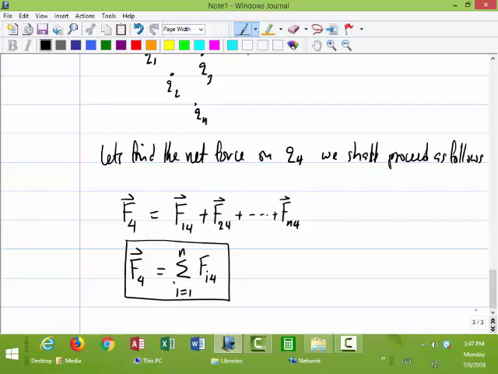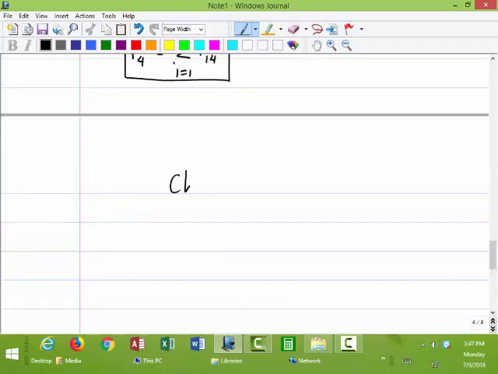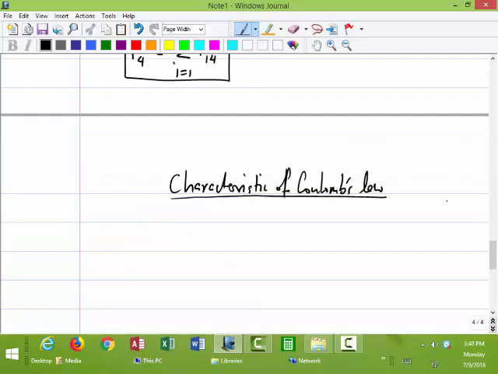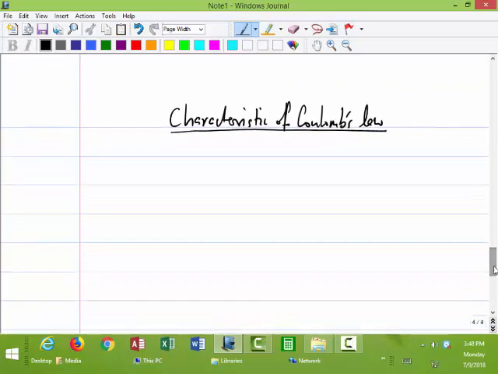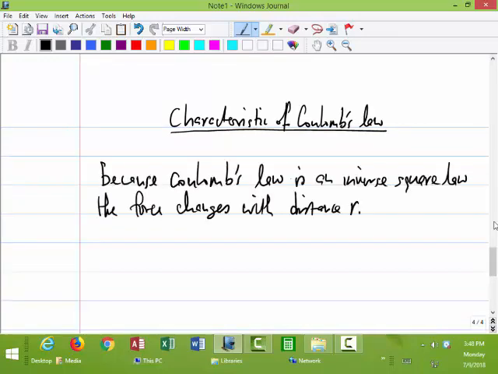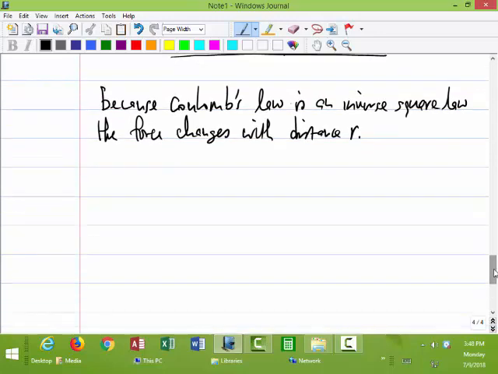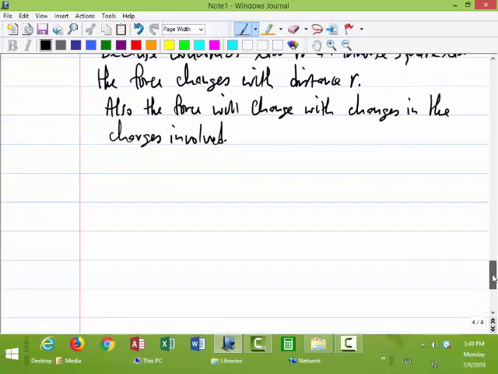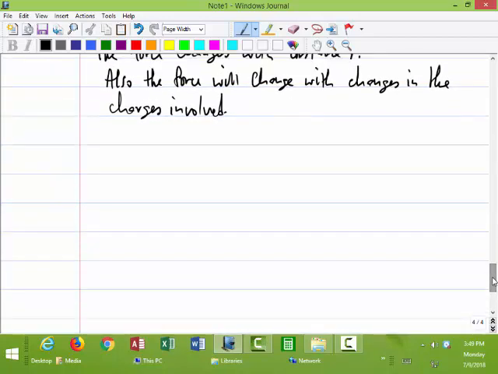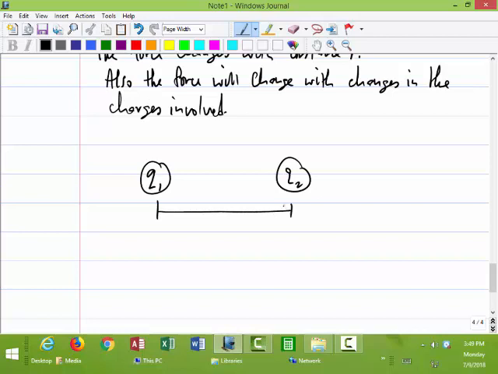Let's look quickly at a characteristic of Coulomb's law. Because the force is an inverse square law, the force should decrease as distance changes. And also the force depends upon the charges, so the force will also change when the charges change. Let's look at what happens when the distance between two charges changes. Suppose we have two charges Q1 and Q2 at the distance r as before, and let's call this distance r subscript 0.